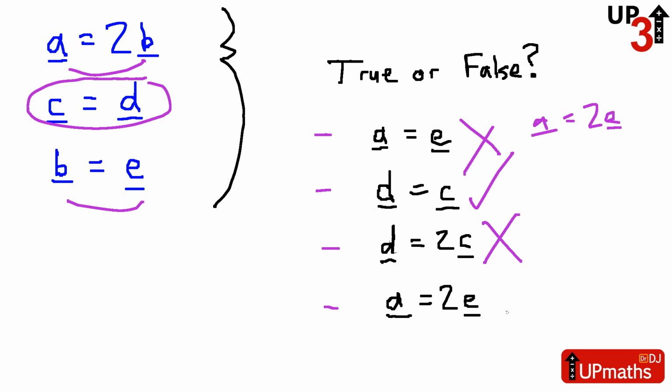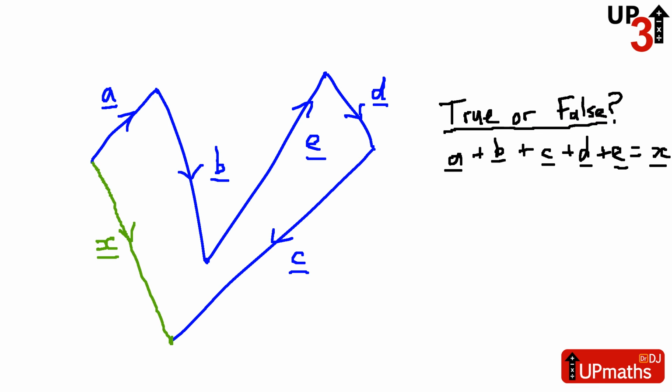Is A equal to 2E? It is, because A equals 2B, which means that A equals 2E, because we know that B and E are the same. So that's true. One last question. Have a go in your own time.